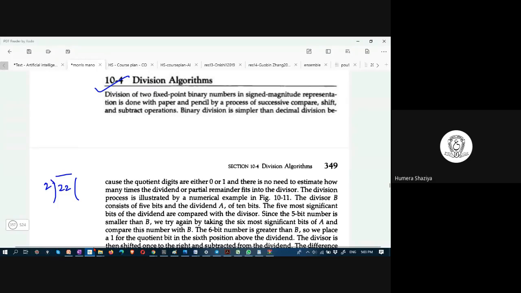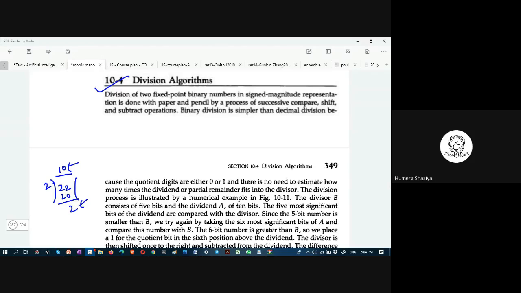So how do you do it? You can do 2, 1, 2, and then here 2 tens. This is quotient and this is remainder. This is with respect to decimal numbers.